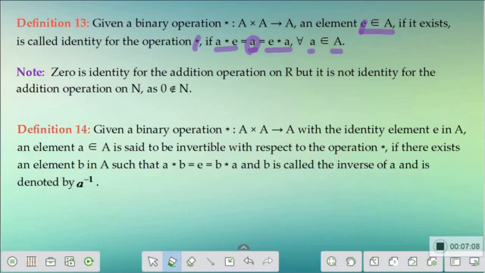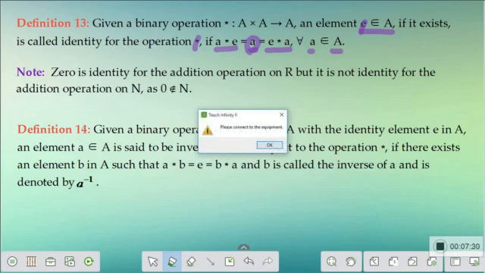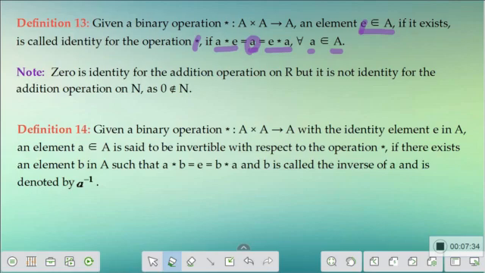0 will be the identity for your addition operation. 1 will be the identity element whenever you have the operation multiplication. Here we will represent that by the letter E. It could be either 0 or 1, whatever it is, depending upon the operation defined for that particular scenario. 0 is the identity for the addition operation on R, but it is not the identity for the addition operation on N, as 0 does not belong to N. This is not a new thing for us. So let me move on to the next definition.